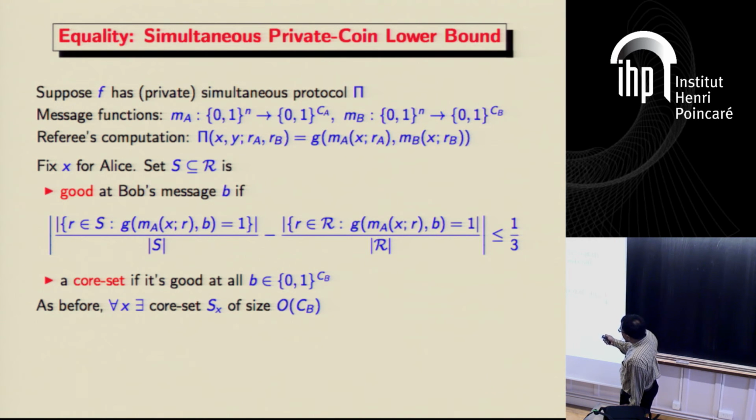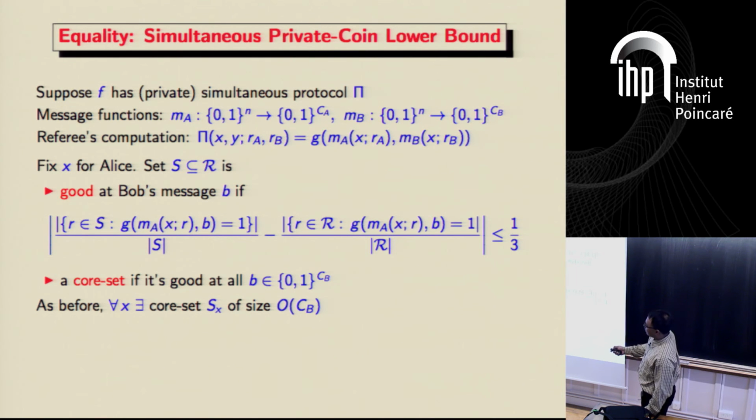So the protocol, this G equals 1, says that the protocol outputs 1. So what is the probability that the protocol outputs 1 if Alice just samples her randomness as she would in pi, versus what is the same probability if Alice samples the randomness only from the set S? If these two differ by at most 1/3, we'll call this thing good. So the set is good at that particular message for Bob.